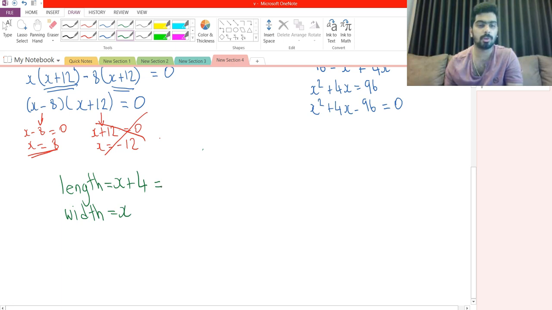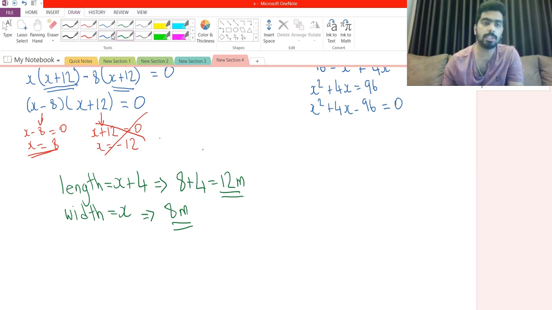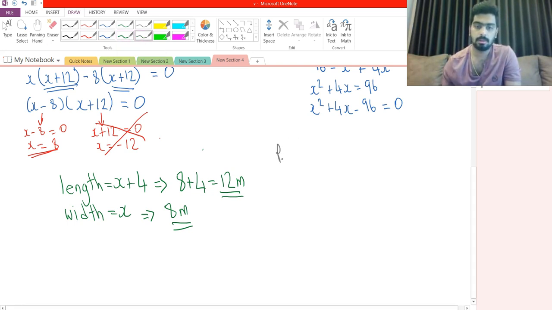So let us substitute the value. We know our value of x is equal to 8. So we got 8 plus 4, which is equal to 12 meter. And the value of x is equal to 8. So our width is 8 meter. So now we have found the length and the width. Now the question is telling us to find the perimeter. We have to find the perimeter.